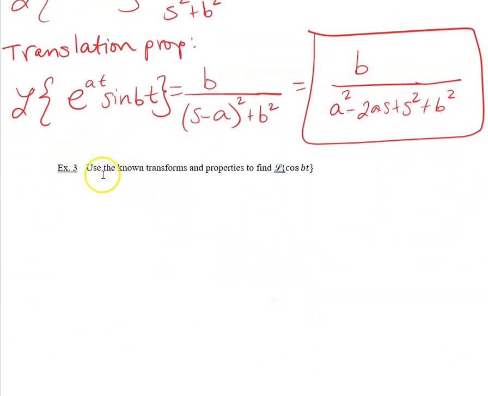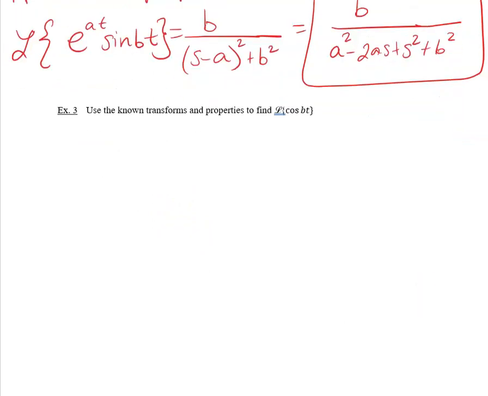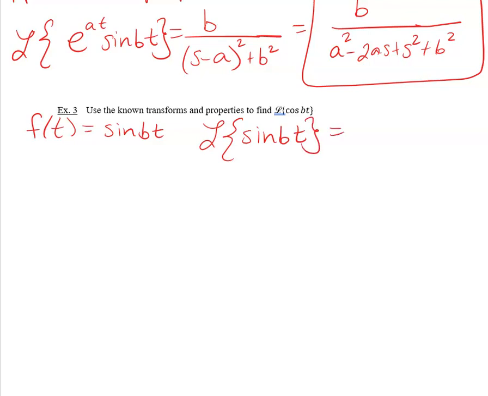It says use the known transformations and properties to find the Laplace transform of cosine bt. Now I do realize that's in that chart that I just showed you, but I want to show you how these properties could be used to help us figure it out if we needed it. All right, suppose that we start with f of t is the function sine of bt. And we know that, of course, by now, maybe we have it memorized. We've used it a few times in these examples. Sine of bt, the Laplace transform for that is b over s squared plus b squared.